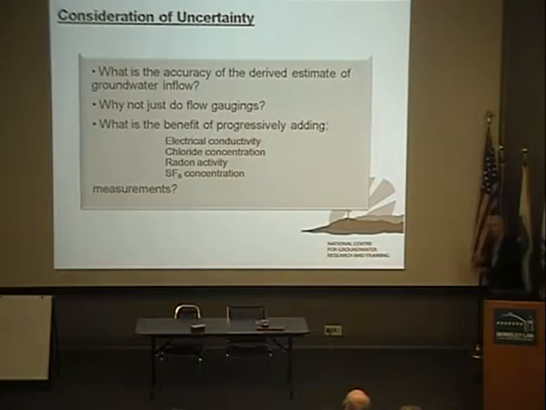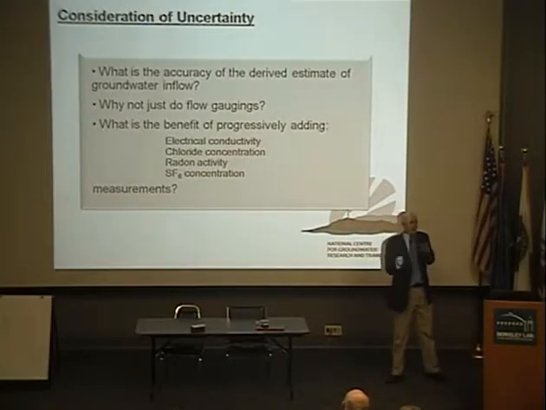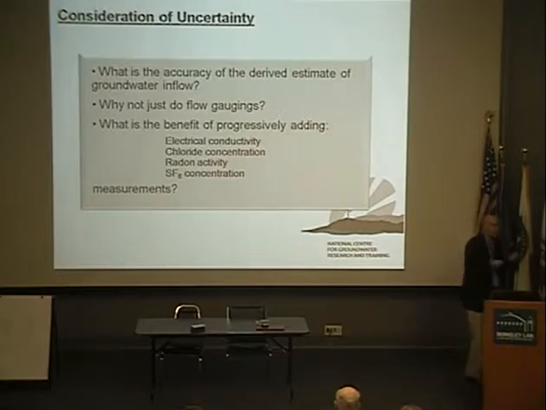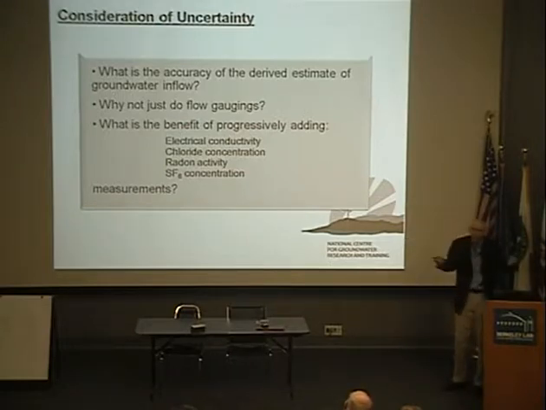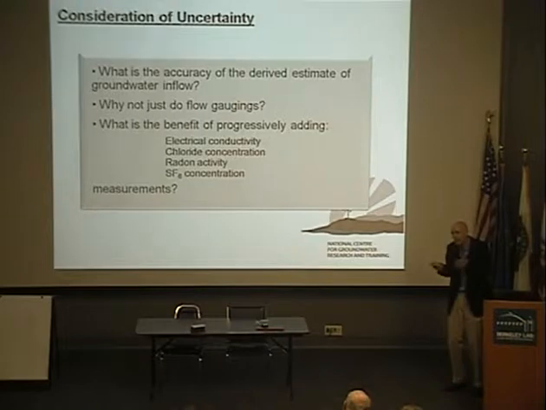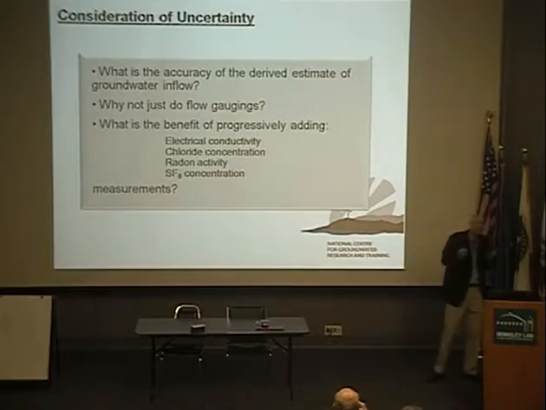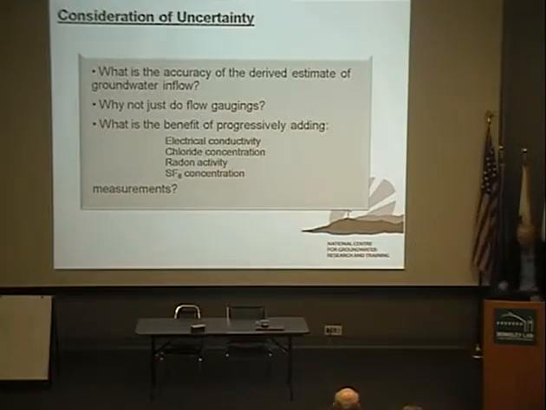What we wanted to do then, though, is have a little bit of a think about uncertainty and say, okay, we can calculate inflow rates with this method. How accurate is it? What if you'd just done flow gaugings? Wouldn't that be good enough? Why go and measure all this chemistry as well? If we could have just done flow gauging, what was the benefit added by also measuring electrical conductivity? You're doing a flow gauging, you're there for half an hour, put an EC meter in, not hard to do. What benefit did it give us? Also measuring chloride, also measuring radon, also measuring SF6. So we asked ourselves, with each progressive measurement, how much did that improve our estimate of groundwater inflow?